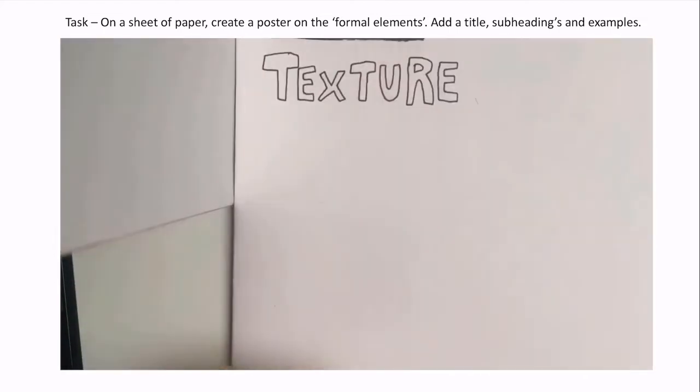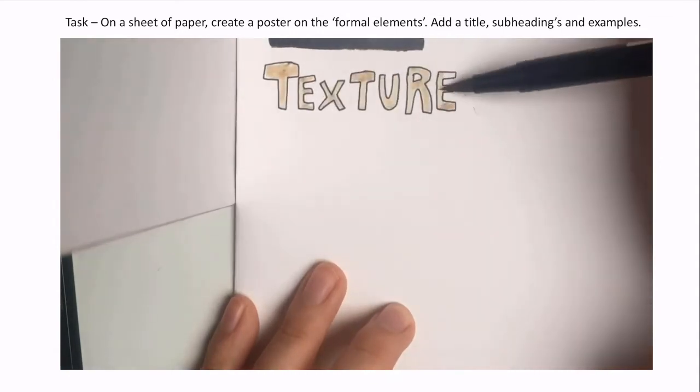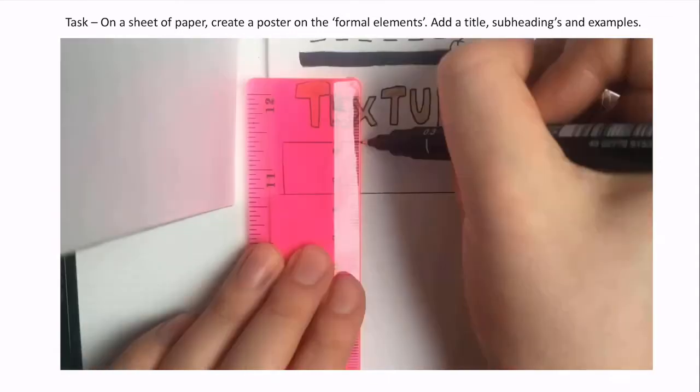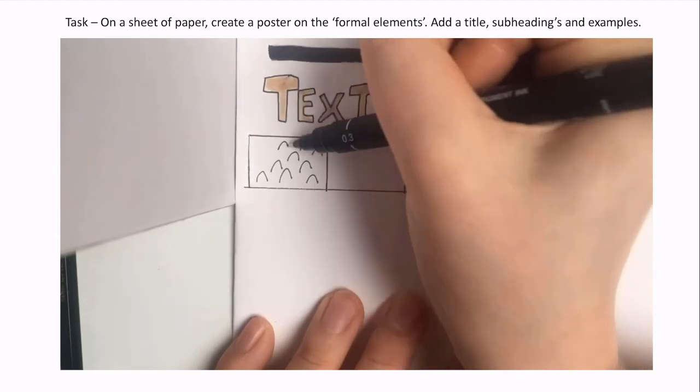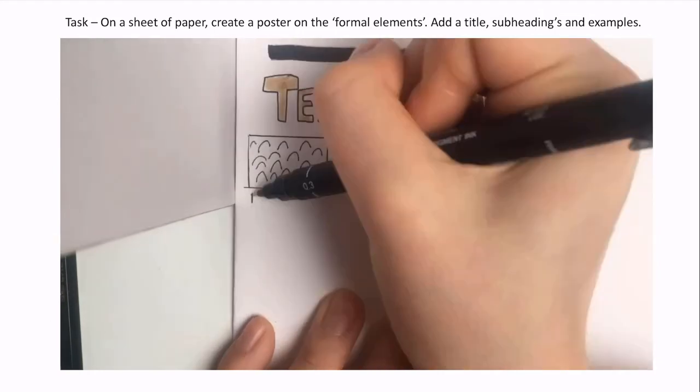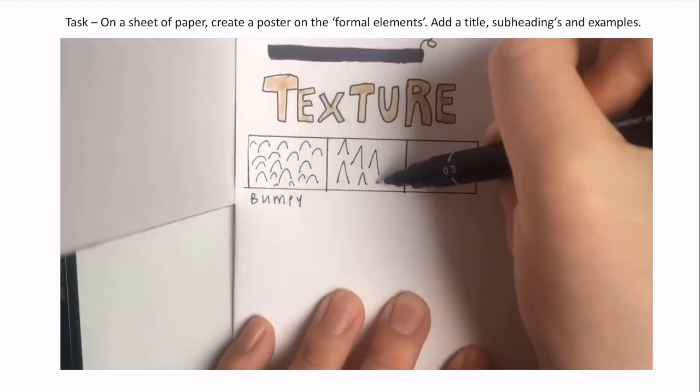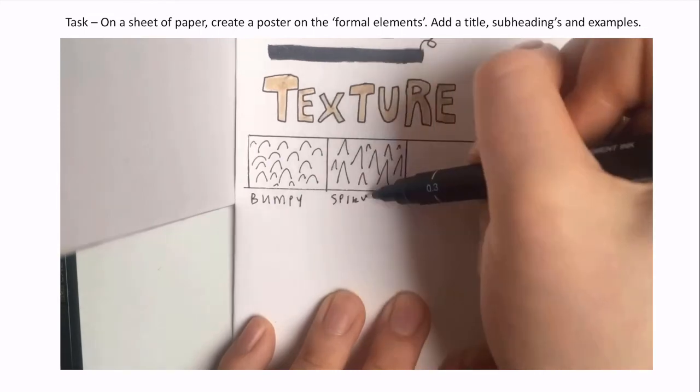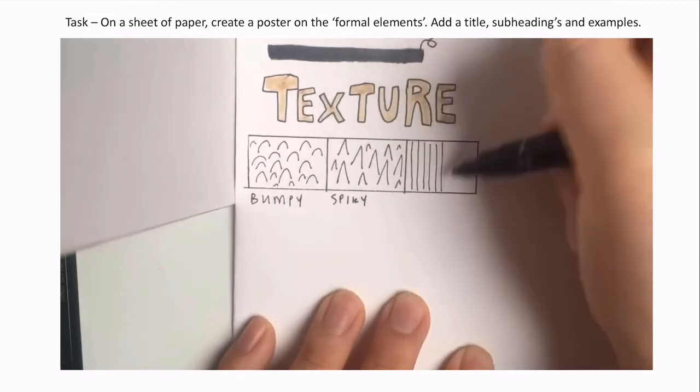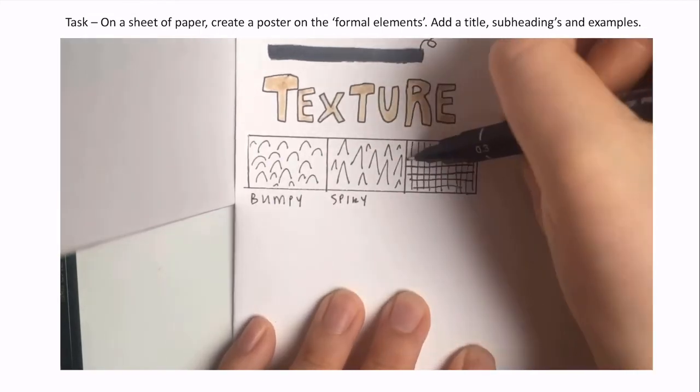Just think about all the different lines you can do and how you can show that in examples. And then we've got texture. So for texture, I decided to do 3 examples. I wanted to show bumpy, spiky, and woven texture. If you're not sure how to do this, go back to the PowerPoint slide on texture and see some of the examples that were on there.